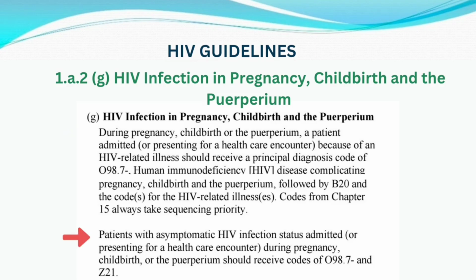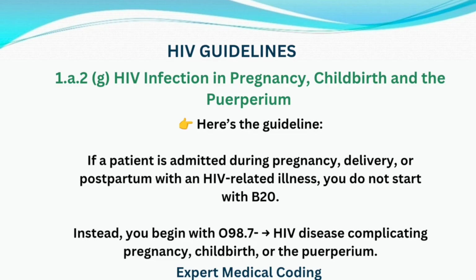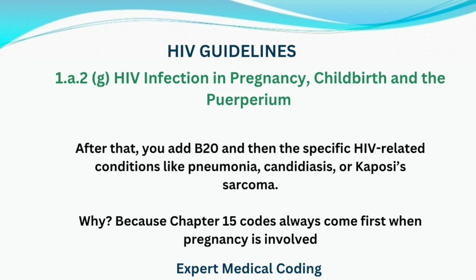A patient with asymptomatic HIV infection status admitted during pregnancy, childbirth or puerperium should receive codes O98.7 and Z21. Here is the guideline. If a patient is admitted during pregnancy, delivery or postpartum with an HIV related illness, you do not start with B20. Instead, you begin with O98.7, HIV disease complicating pregnancy, childbirth or the puerperium. After that, you have to code B20 and then the specific HIV related conditions like pneumonia, candidiasis, Kaposi's sarcoma. Why? Because Chapter 15 codes always come first when pregnancy is involved.